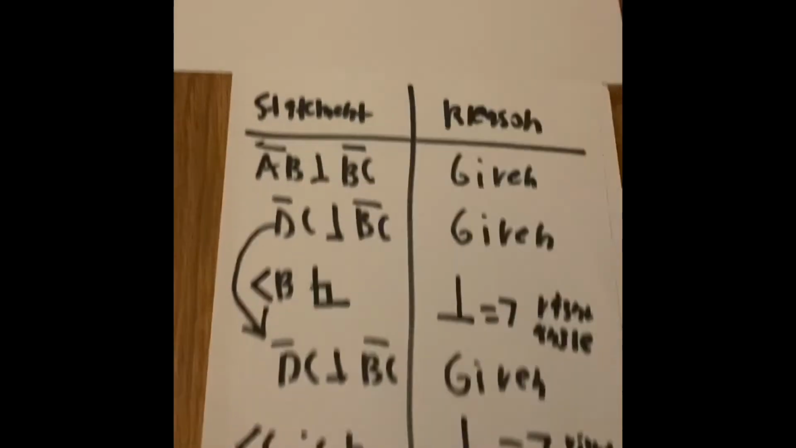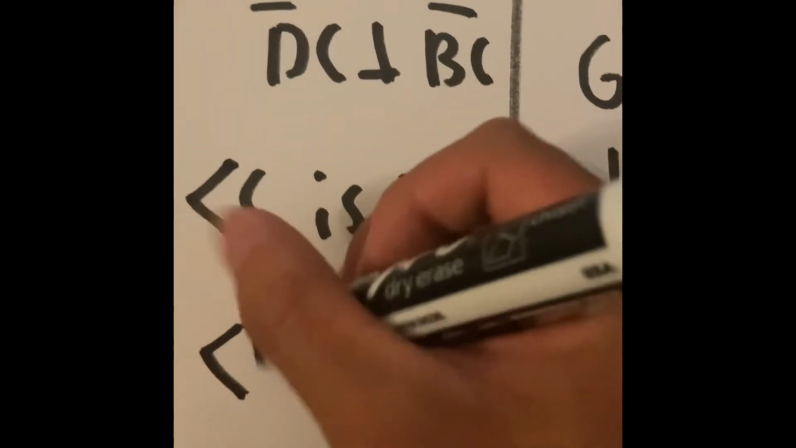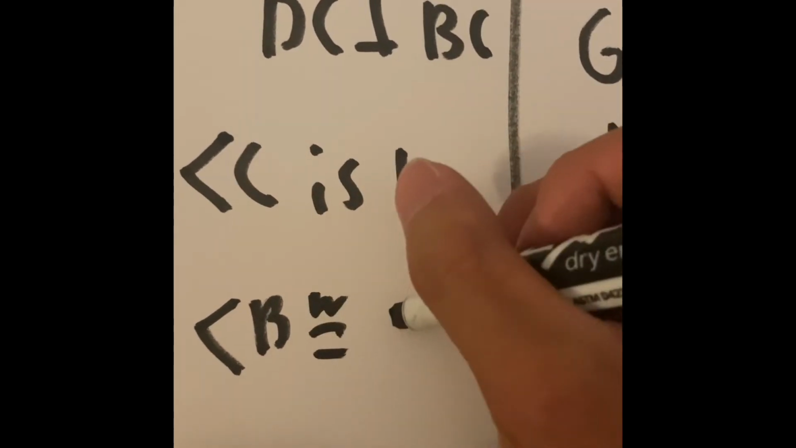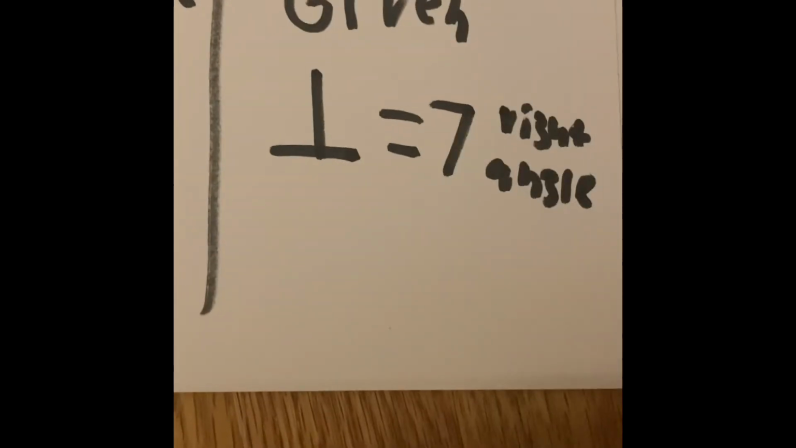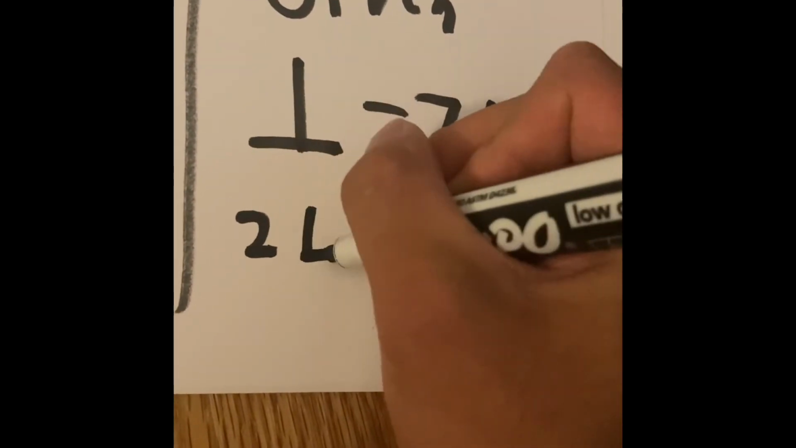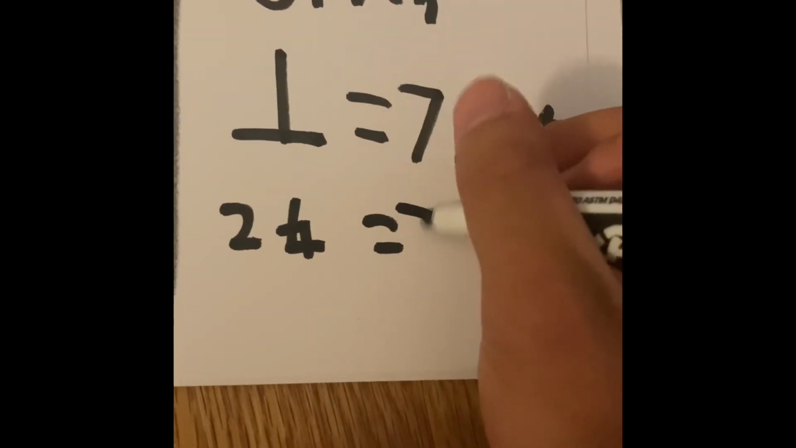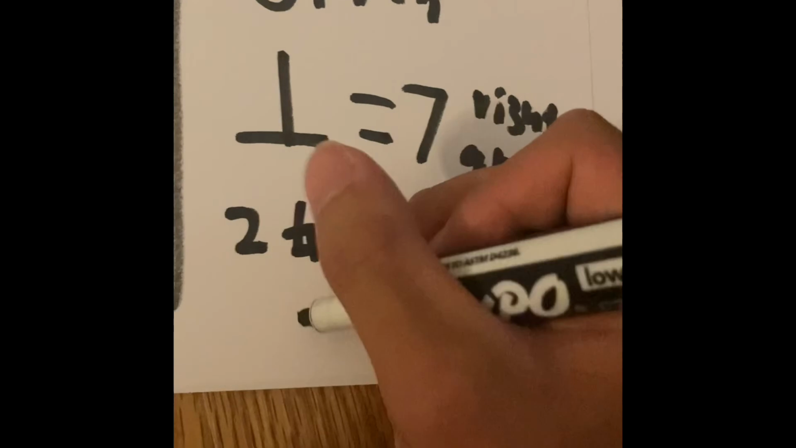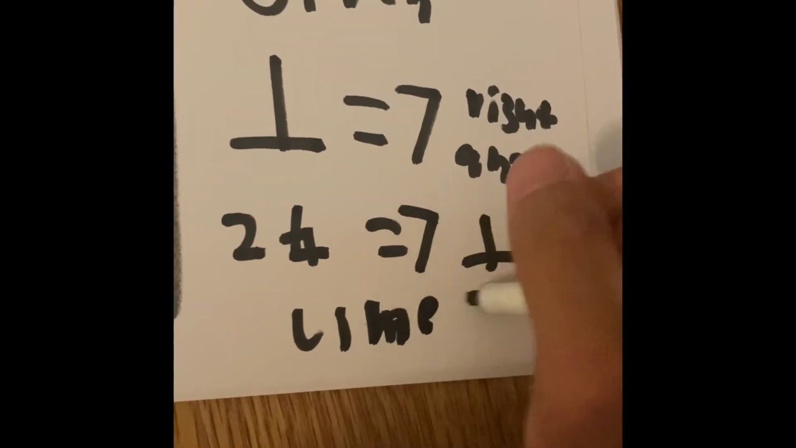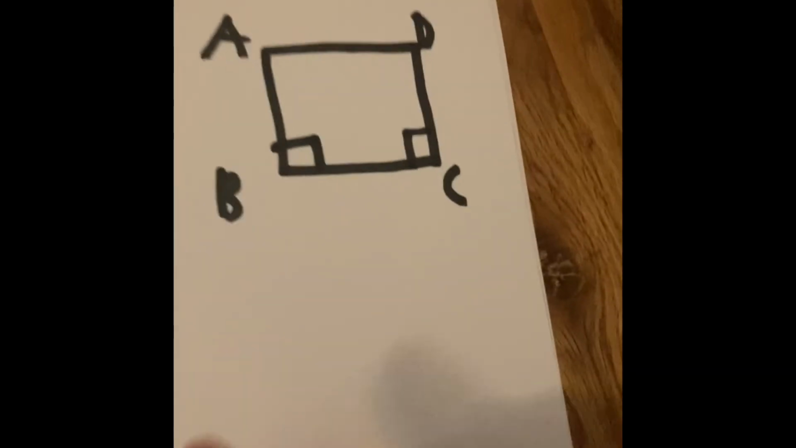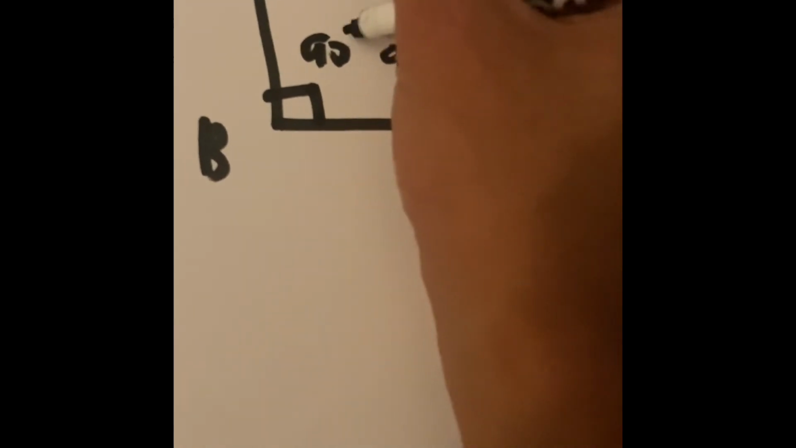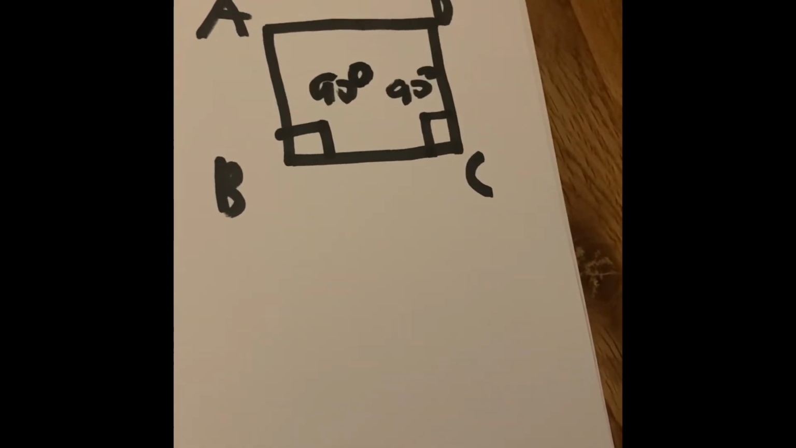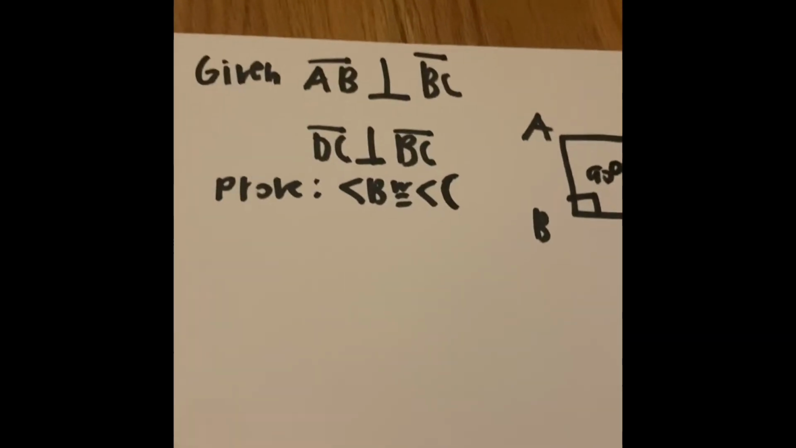And not only that, we have now proved that angle B is congruent to angle C because they're both 90 degrees. And here is our rule, or our formula: two right angles can bring you to perpendicular lines. So we have proved that B and C are not only perpendicular, but they're congruent as 90 degrees each. That is how we can prove things with congruency and perpendicular lines.